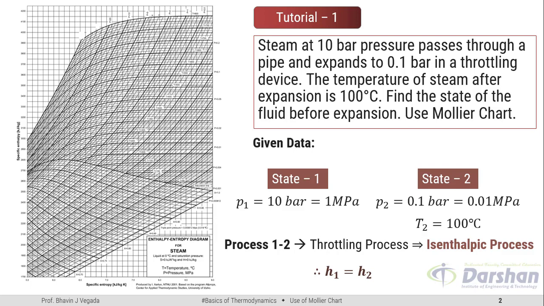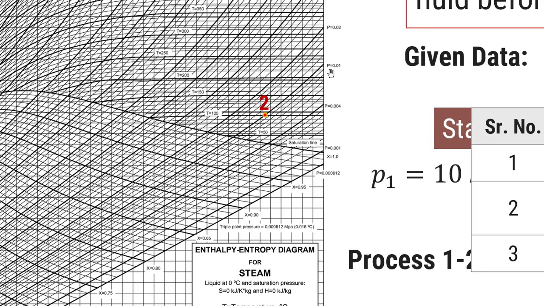But we know that we can mark a state if we know any two properties at that particular state. So here at state 1 we know only the pressure, but at state 2 we know the pressure and temperature. By using this pressure and temperature we can mark state 2 on this Mollier chart. So let us consider the constant pressure line of 0.01 megapascal and the constant temperature line of 100 degrees Celsius. Where these two lines intersect, that is our point 2.